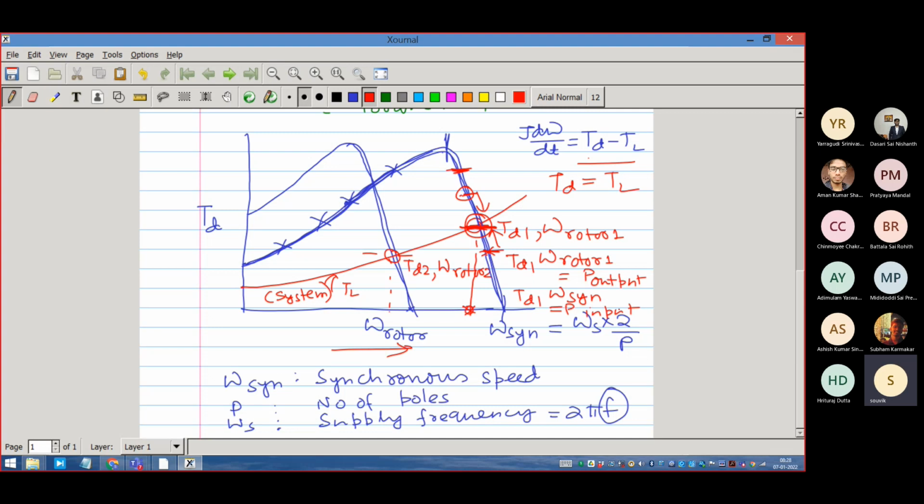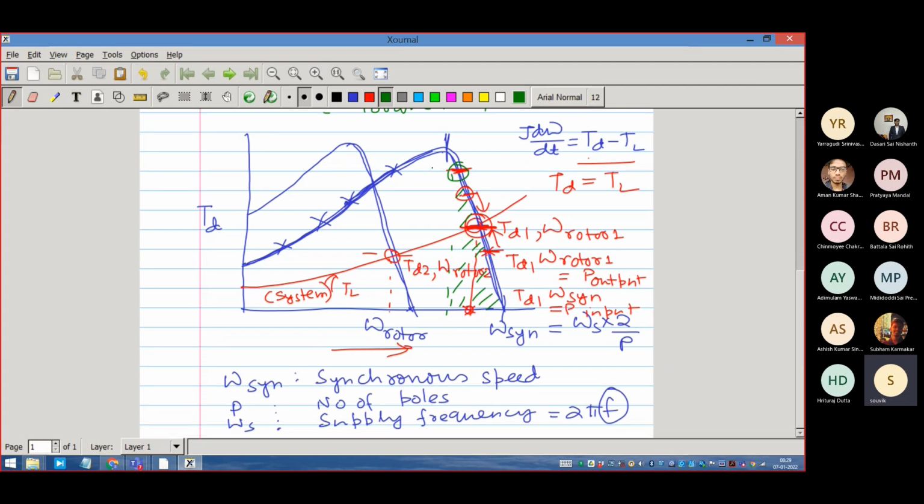So I can qualitatively say that this area represents the rotor copper loss, because it is TD1 into (omega sin minus omega rotor 1). So this area correspondingly tends to increase. It starts increasing if you shift your operating point to there. And overall, this increase doesn't increase the power that much. So overall, the efficiency decreases.